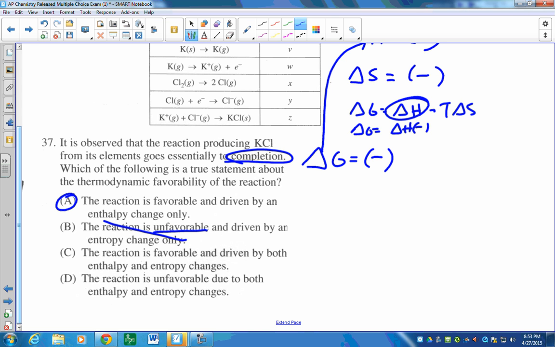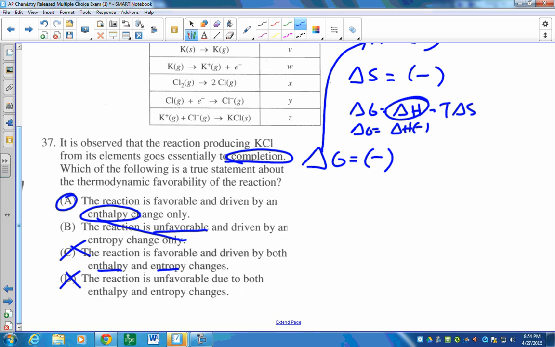It is not driven by both enthalpy and entropy, because entropy is warring with enthalpy. Spontaneous reactions tend to occur. This is a spontaneous reaction. This reaction just happens. When you put potassium and chlorine gas together, it spontaneously makes potassium chloride, because that's why there are so many more compounds than elements. It's more stable for them to be a compound than an element. And the reaction is unfavorable? That's not true, because this reaction is spontaneous. So it has to be this, and it's driven by enthalpy, because in order for it to be favorable, delta G has to be negative.